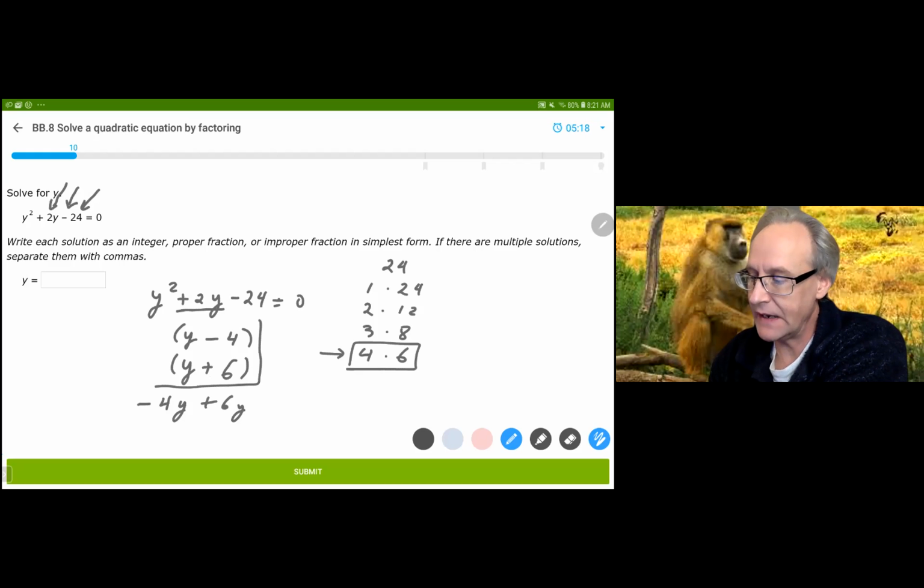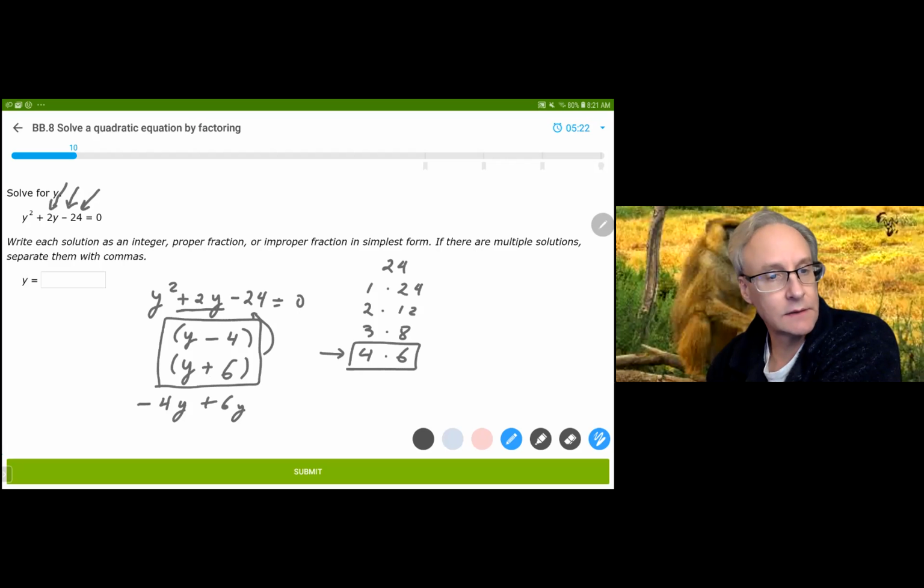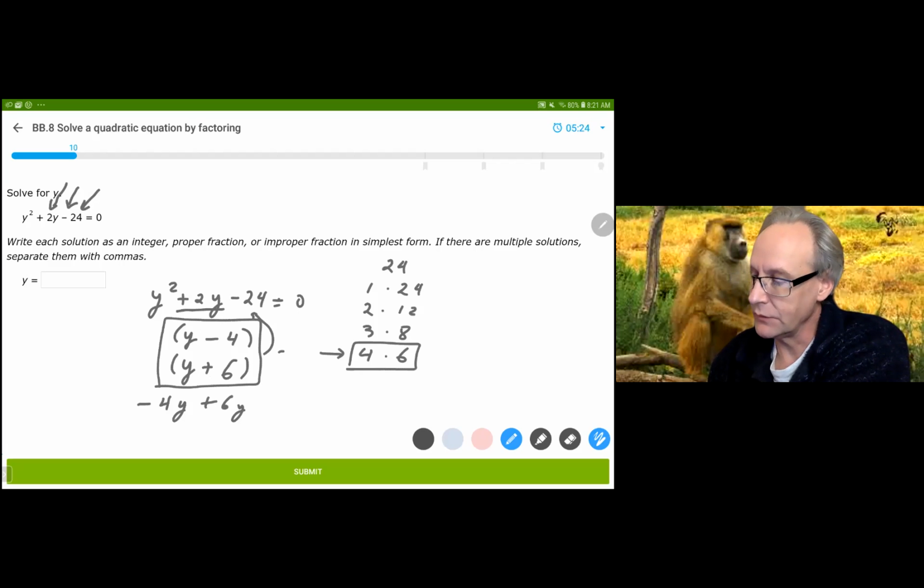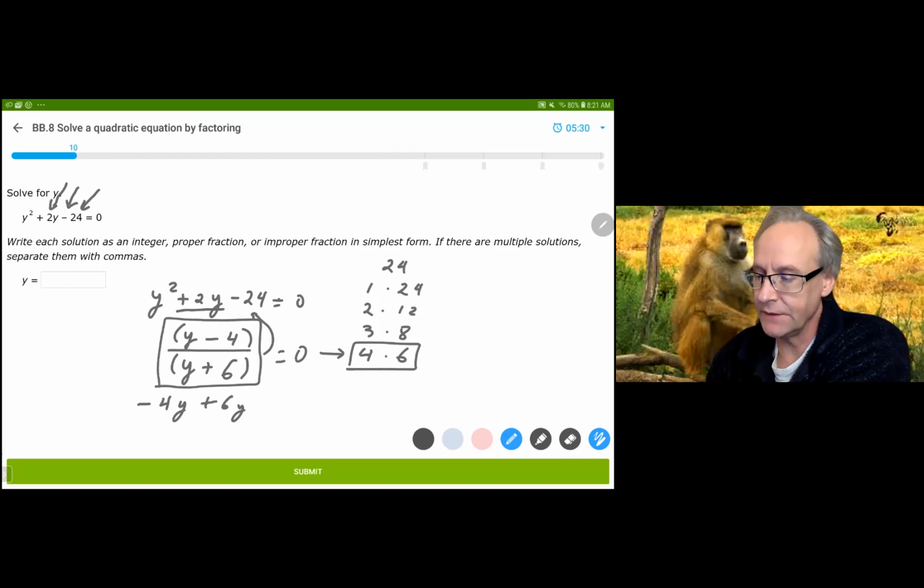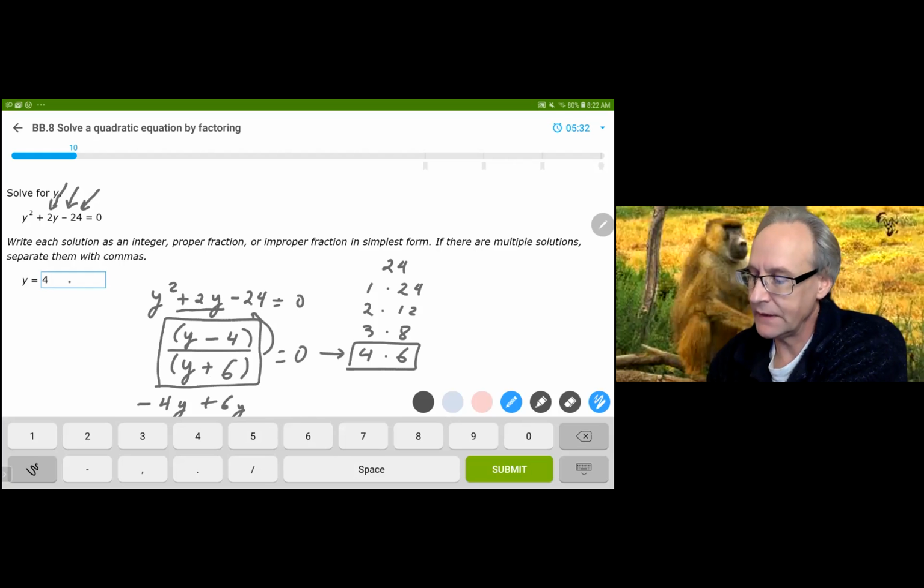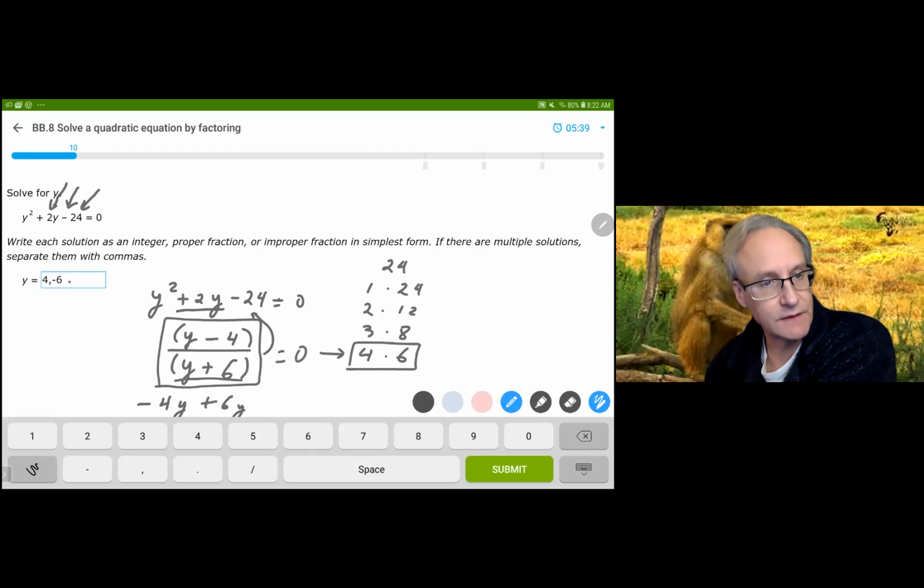Now, these are the factors for this quadratic trinomial, and these are equal to 0, and I want to zero them out. Well, in order for this first one to be 0, I need a positive 4. For my second one to be 0, I need a negative 6. And those are my two solutions to this equation.